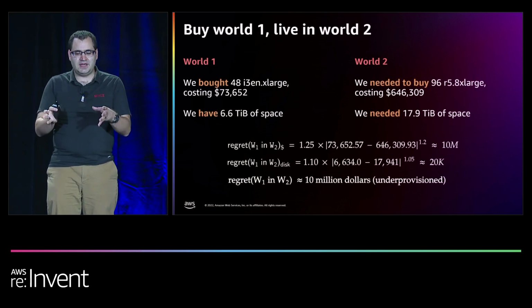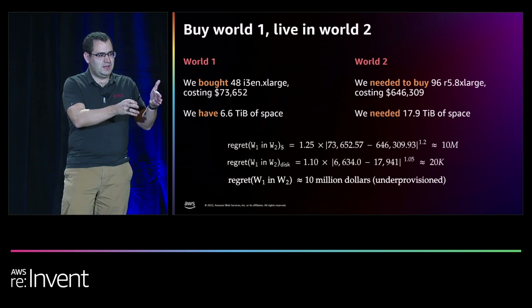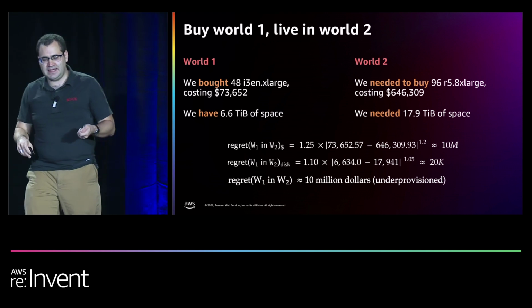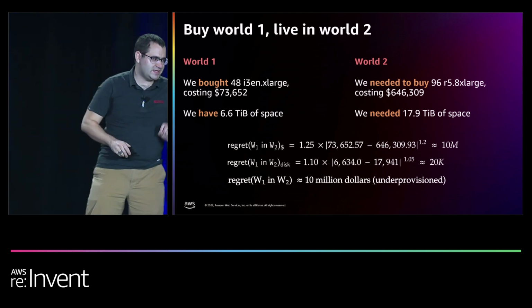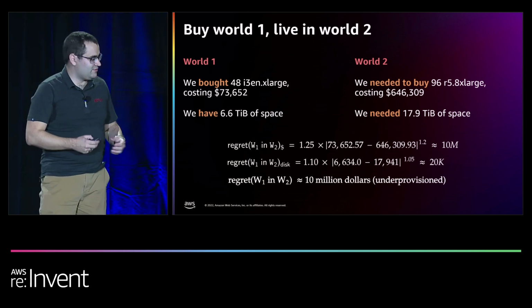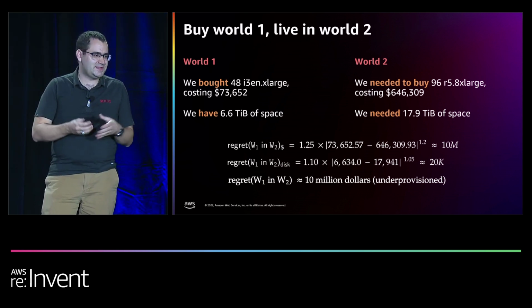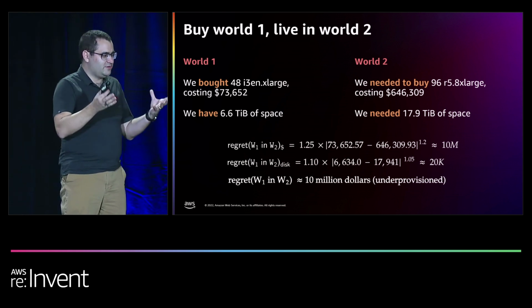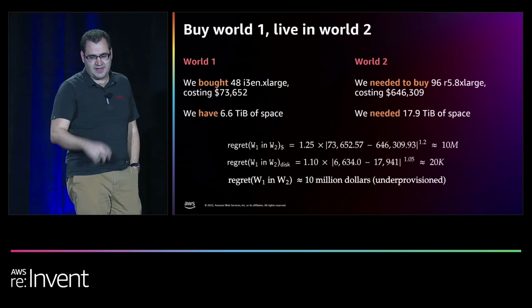So let's first think of us buying the world 1 computers, but we live in world 2. So we bought 48 i3 NX larges, but we needed to buy 96 R5 8s. We have 6 terabytes of disk space, and we needed 18. And so we can just plug those into our regret formula and come up with, well, we regret this to the tune of about $10 million of regret. And we're under-provisioned.